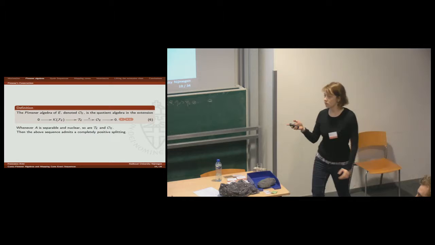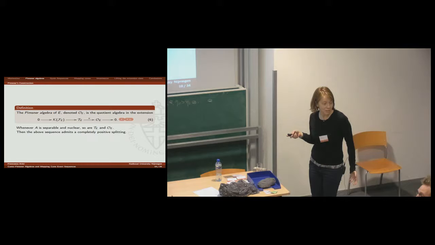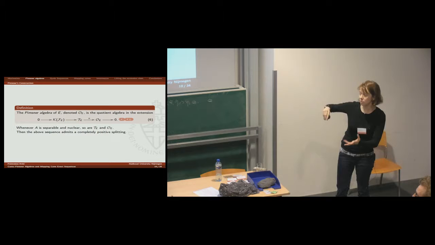Sorry, completely trivial question. What is your E to get the usual Toeplitz extension? E is just the complex numbers. Yeah, the base is the complex numbers. Then, in order to get the Cuntz algebras, you need to take C^n.